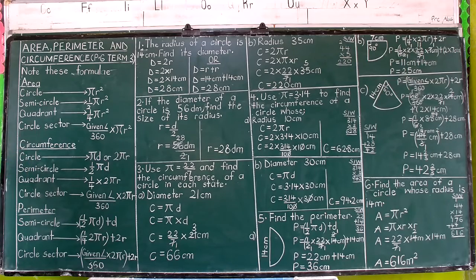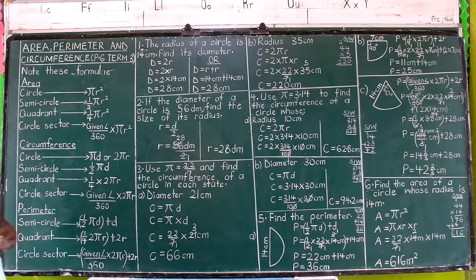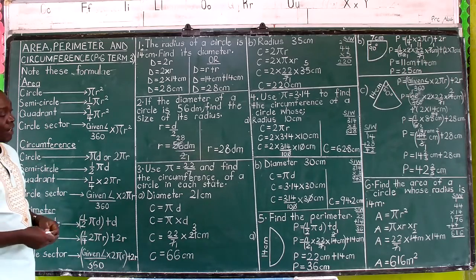A circle sector, or sector, means a part or portion. So a circle portion that doesn't have a name remains a circle portion or circle sector. But there are two circle sectors with names: a semicircle and a quadrant. A semicircle is a half of a circle, and a quadrant is a quarter of a circle.